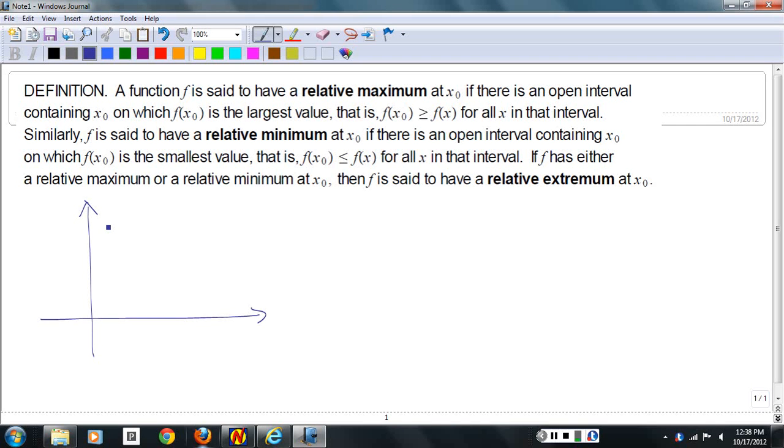What does it mean for a function to have a relative maximum at x sub 0? Well, it has to happen like this. It will have a relative maximum at x sub 0 if there's an open interval containing x sub 0 on which f of x sub 0 is the maximum value on that open interval. I think of these as at the bottom of the valley or the top of the hill, in ways that I don't necessarily think of an absolute maximum or an absolute minimum as needing to be at the top of the hill or the bottom of the valley.